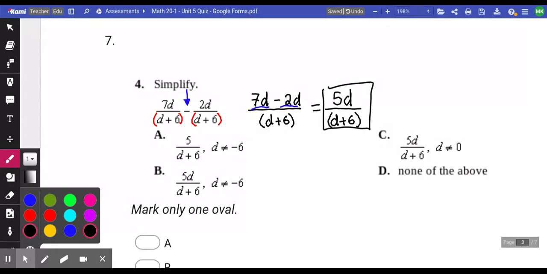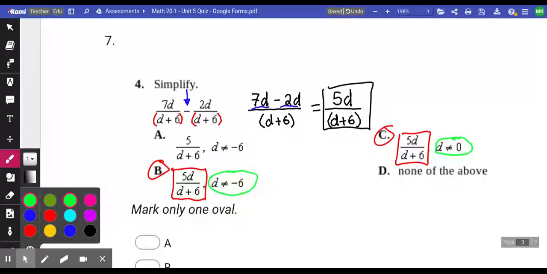There you go. Answer was, ho, ho, ho. B and C are the same answer. The difference between B and C are the non-permissible values. So your non-permissible values come from the start of the question. It's what causes you to divide by 0. If I look at the start of the question, in both fractions, d cannot equal -6. -6 plus 6 would be 0. Can't divide by 0. That means B is my answer, not C.